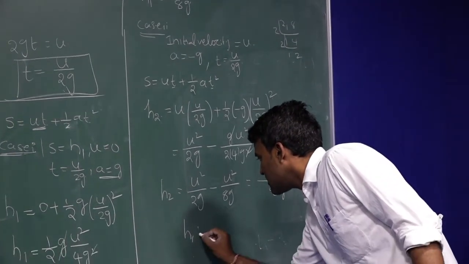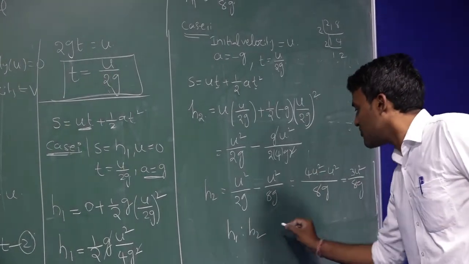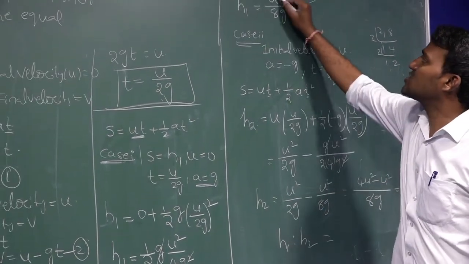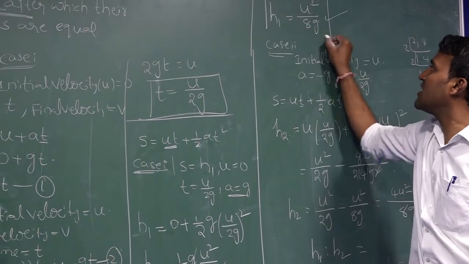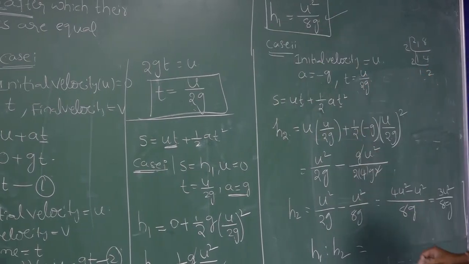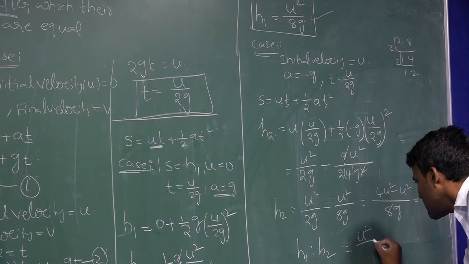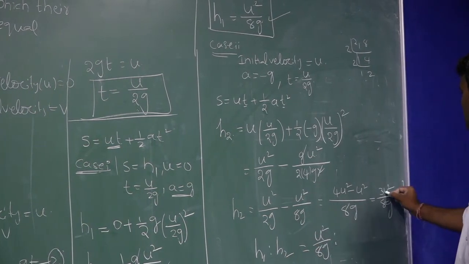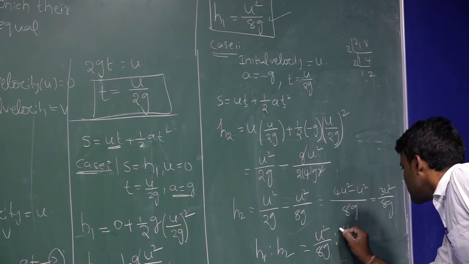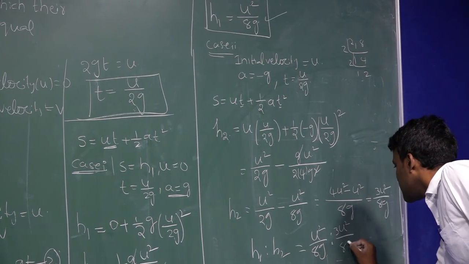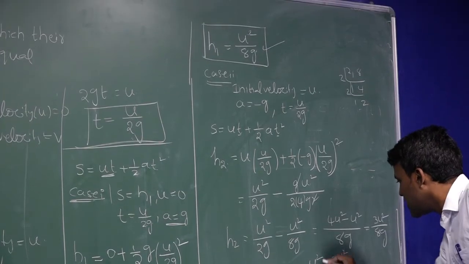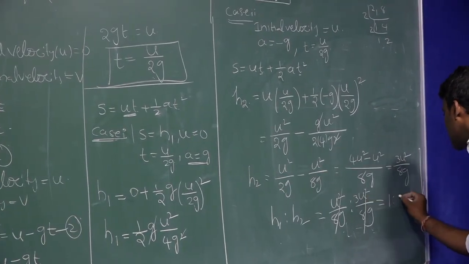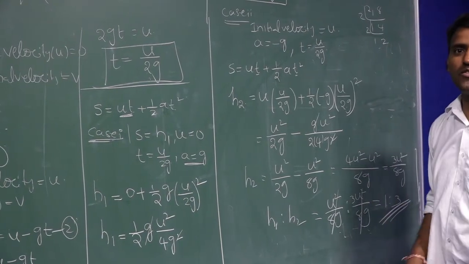But we are calculating the ratio h1 by h2. So what is h1 equal to? We got h1 is equal to u square by 8g, and h2 is equal to 3u square by 8g. u square by 8g and u square by 8g get cancelled. Here 1 is there and remaining here 3 is there. 1:3 ratio. 1:3 ratio.